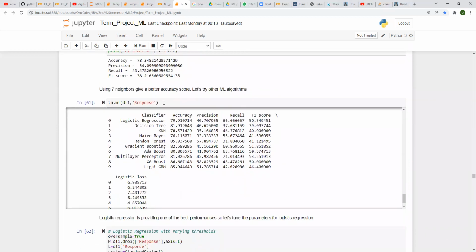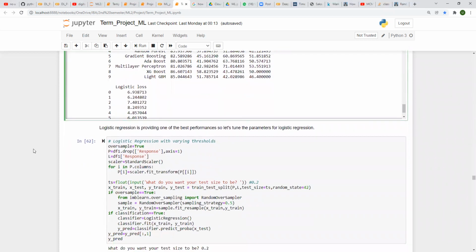So if we apply other machine learning algorithms using the data set, we see that logistic regression is providing a good F1 score, because accuracy is not the only thing that we look at. We have to see the F1 score as well. Both of the classes should be predicted correctly. So the best one yet is logistic regression and gradient boosting as well.